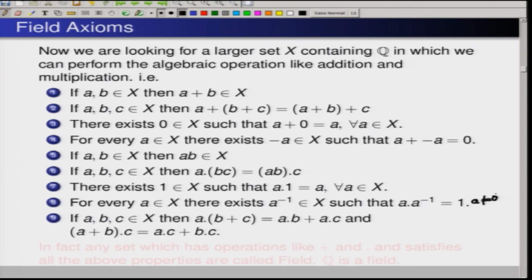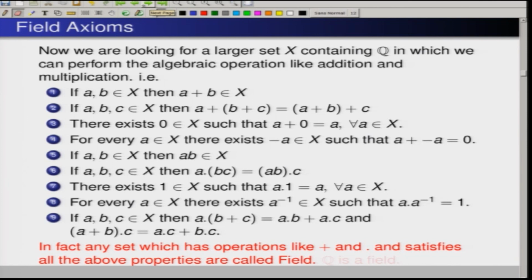Now we have got two operations, one is addition and one is multiplication. So now addition and multiplication should respect each other. a into (b plus c) is equal to a into b plus a into c, that is the distributive law, and (a plus b) into c is equal to a into c plus b into c. Now, in fact, any set which has operations like plus and dot multiplication and satisfies all the above properties, we give it a name, we call it a field.